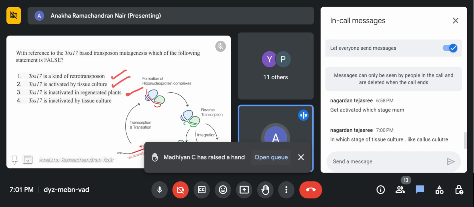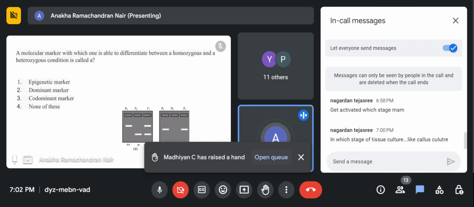The only option that is false is option number 4, that TOS17 is inactivated by tissue culture, which is the exact opposite of option number 2. And since option number 2 is correct, option number 4 is wrong. In case there are no doubts in this question, I'll move on. If there are doubts, please write them in the chat.